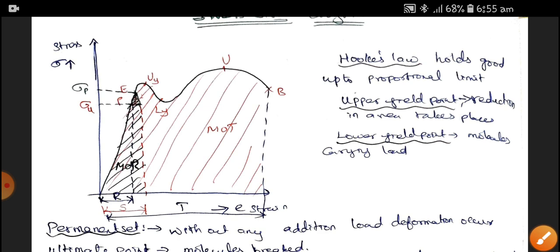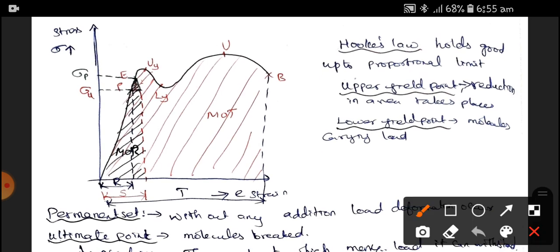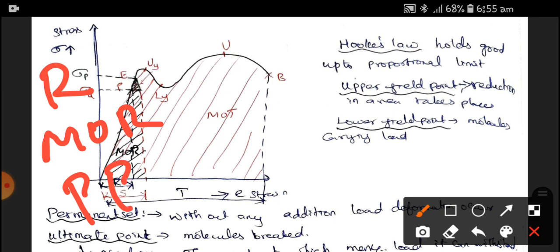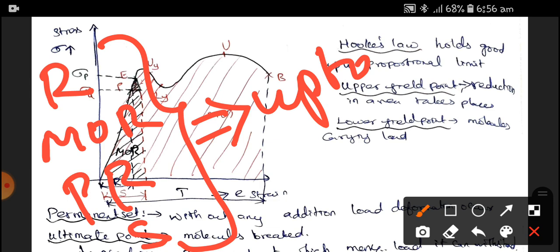And moreover, we have to remember the resilience, modulus of resilience, proof resilience, and strain energy. These all come when the material is stressed up to the elastic limit. This one is different, up to elastic limit.